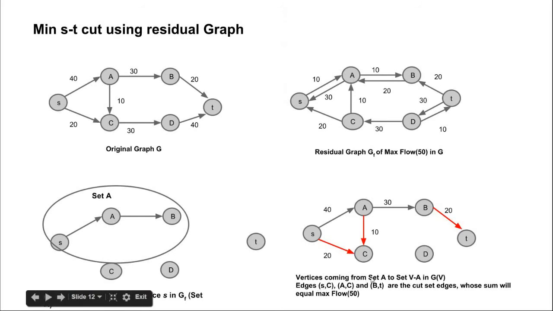So the edges coming from set A to set V minus A in G(V, E) are SC, AC and BT. These are the cut set edges whose capacities sum to the max flow 50. This is how you find the min ST cut using the residual graph found from the Ford-Fulkerson algorithm.